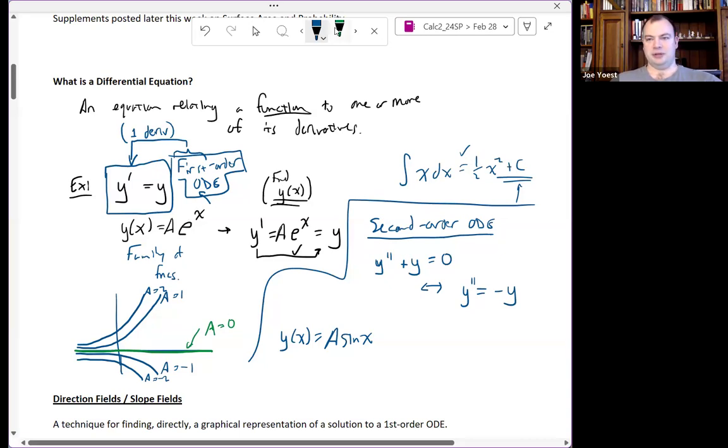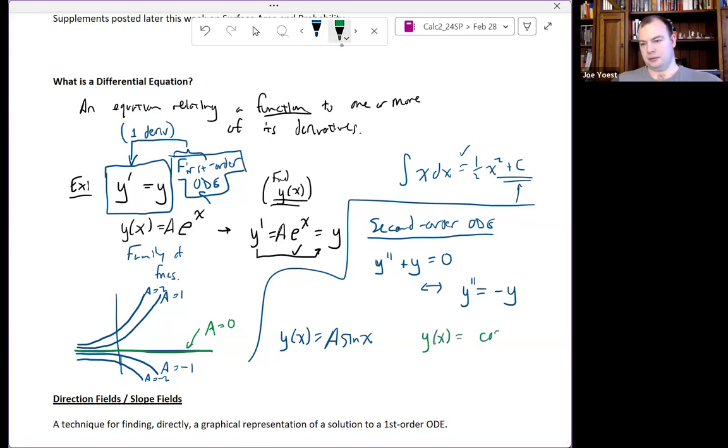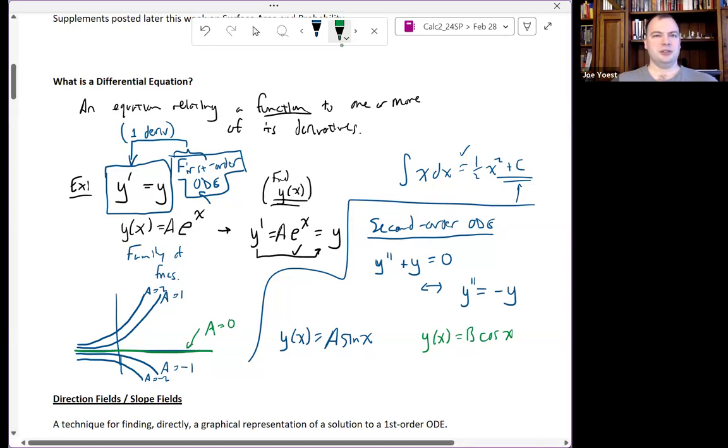We might also happen to realize that another solution might be something like cosine of x. Cosine's derivative is negative sine, whose derivative is negative cosine, so y double prime equals negative y again. And of course, I could multiply by a constant, and that constant is just going to carry through. That doesn't affect this being a solution.